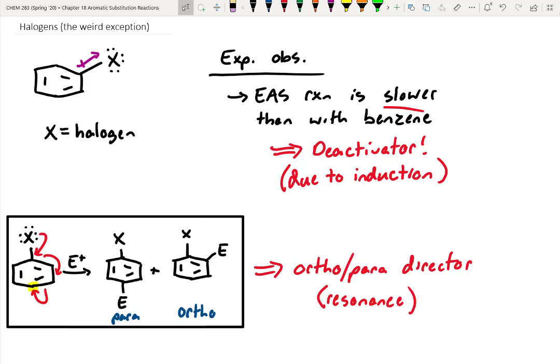All right, so that's where we're going to stop today. For our next lecture day, we're going to start looking at synthesis problems, especially if we have multiple substituents. So what happens if we have both an activator and a deactivator off of an aromatic ring?